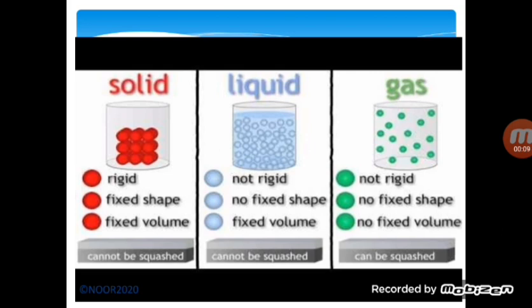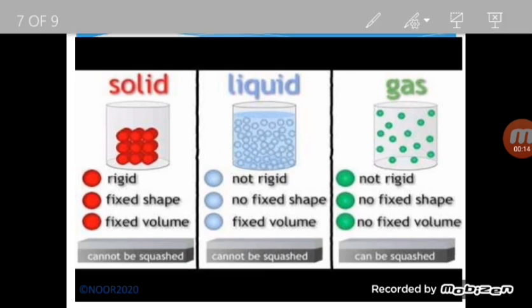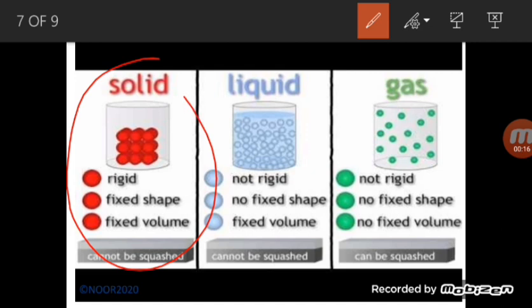Anything that has a fixed volume and a fixed shape, and cannot be compressed or made to flow, is called a solid. A solid will always possess a fixed volume; it cannot be squashed or compressed. A liquid will not be rigid; it will always have a fixed volume, but it does not have a fixed shape because it will always attain the shape of its container.